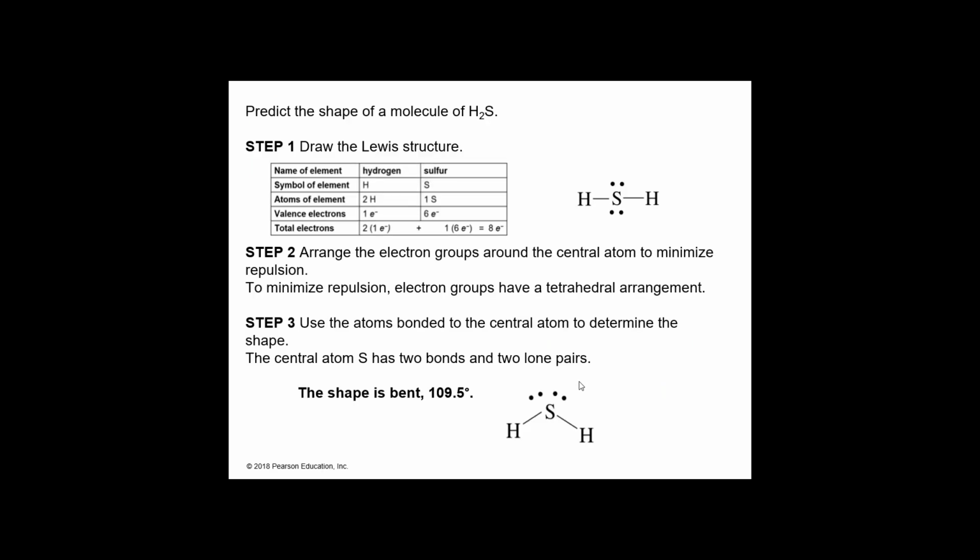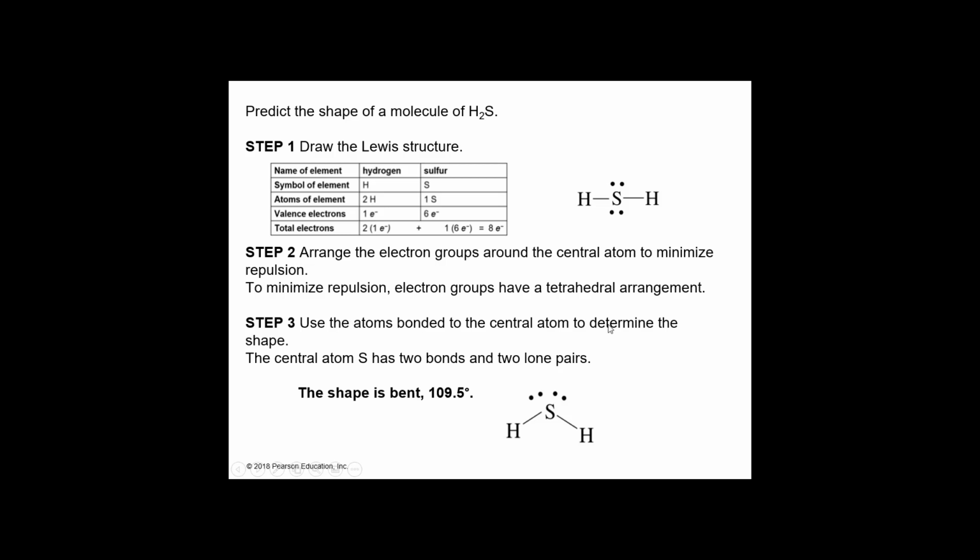So let's do a problem. We want to predict the shape of H2S. The first thing you can do is your Lewis structure, which is flat, so we don't know what the actual shape is, but we need to get the correct structure. This is just breaking down everything that we need to put this together. Now we need to arrange the electron groups around the central atom to minimize repulsion. So we're going to try to keep these as far apart as possible.